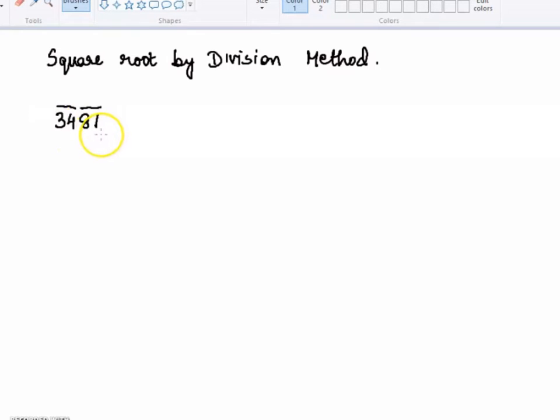And after that I have to start with the long division method. So this 3481 will be written in this way. This bar I am putting only for your understanding that these are divided into groups. Now you will think of the first perfect square number which is closest to 34.